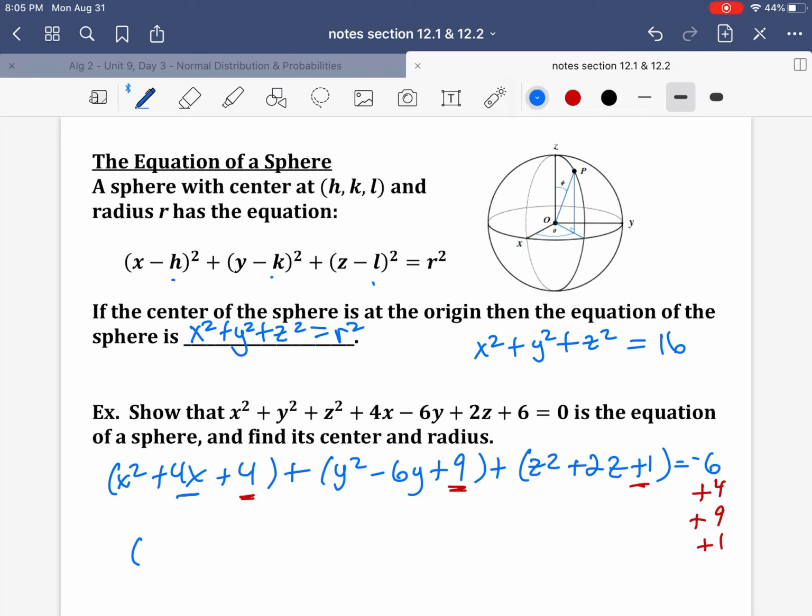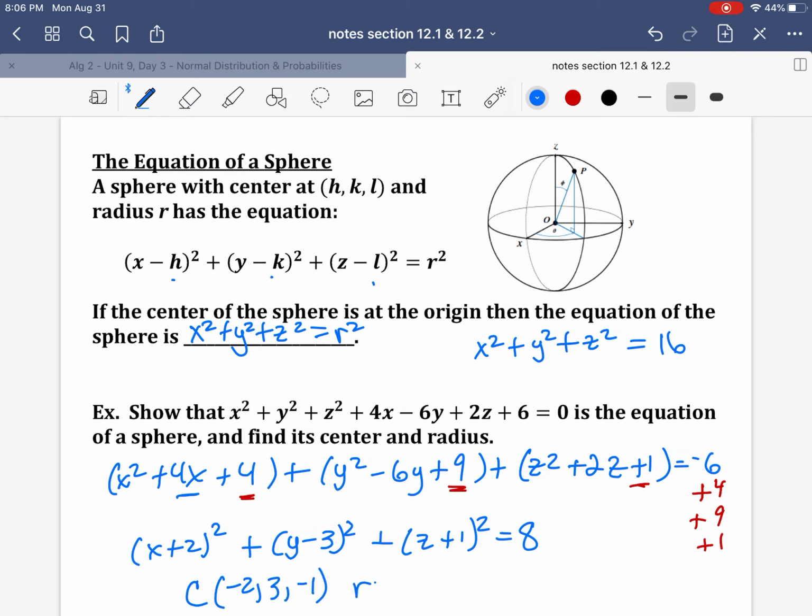All right, so what I end up with, if I factor as I go, is x plus 2 squared plus y minus 3 squared plus z plus 1 squared equals, and over there, let's see, that totals up to 14 minus 6, so 8. So if you ask me now, I would say I have a sphere with a center of negative 2, 3, and negative 1, and the radius is the square root of 8. There we go.